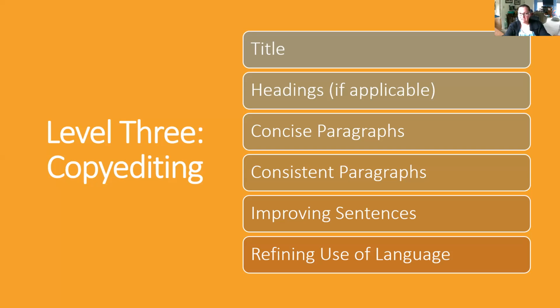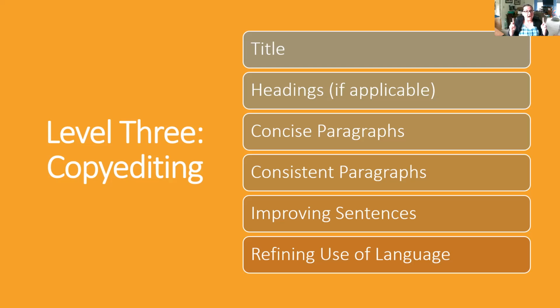We've already checked to make sure that they belong in the paragraph, that they belong in the essay, that you have a topic sentence, that you have the supporting details, everything's ordered logically. Now we want to make sure that they're concise, that we haven't gotten too wordy. Are they consistent in that respect? How can we improve upon our sentences?